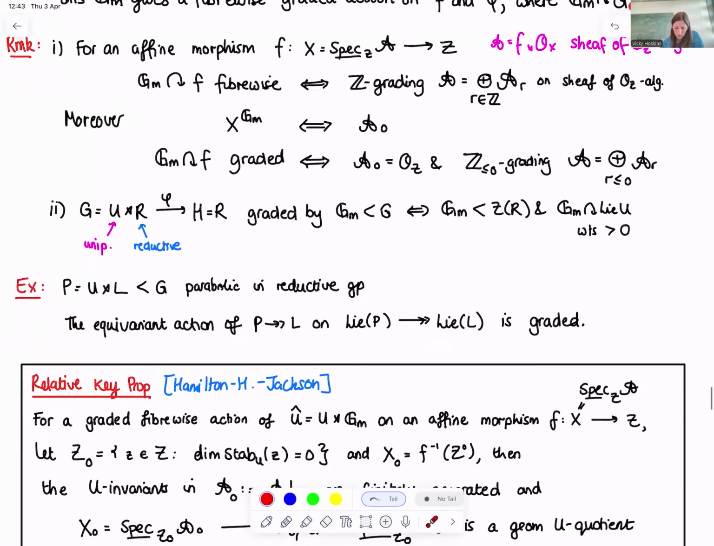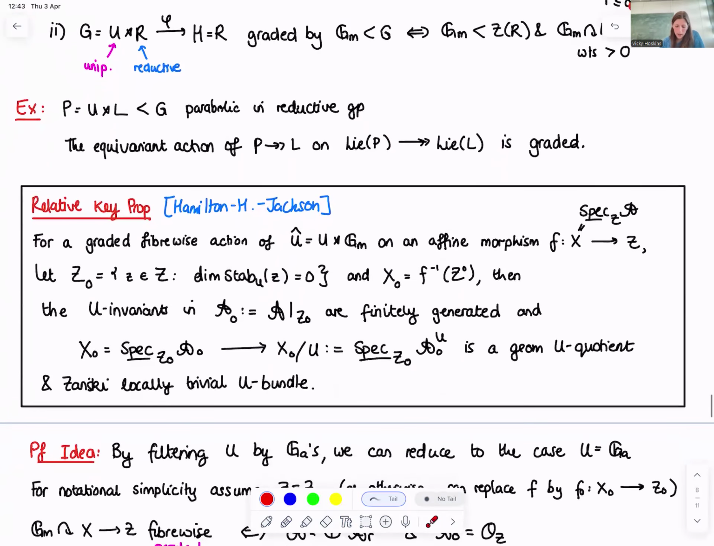Okay. Then we prove a relative version of this key proposition, which says now if you take a unipotent group and you twist it by a copy of the multiplicative group and you act on an affine morphism, then provided you base change basically to the locus over which the stabilizers are trivial, you can construct a quotient by the action, which is actually a geometric quotient. It's just a Zariski locally trivial U bundle.